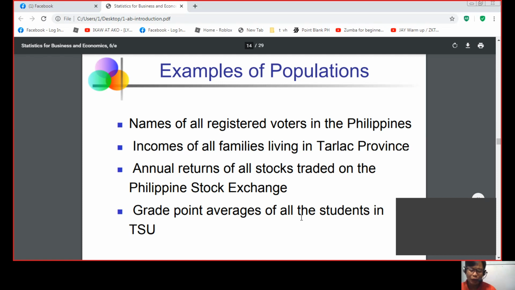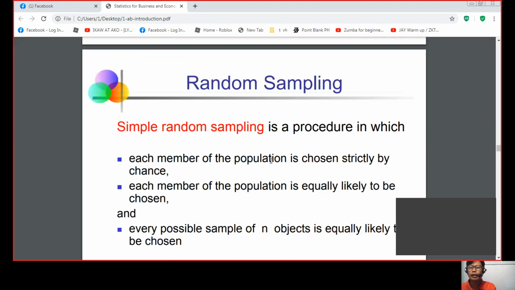Okay, so what is the most average of all the students of our university? The average. Okay, so these are examples of population. Now here's how to get a random sample. Paano kuha ng sample? Okay, una, each member of the population is chosen strictly by chance.